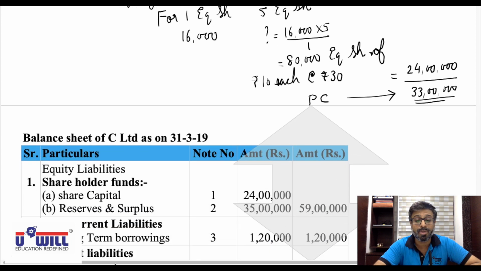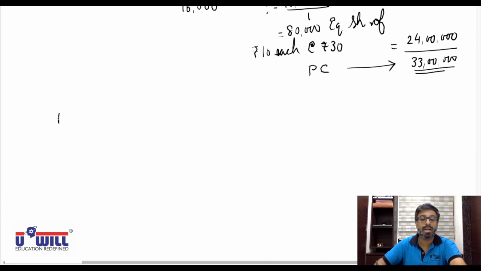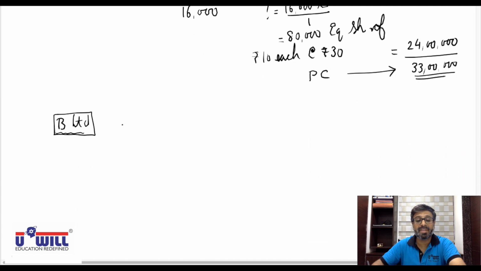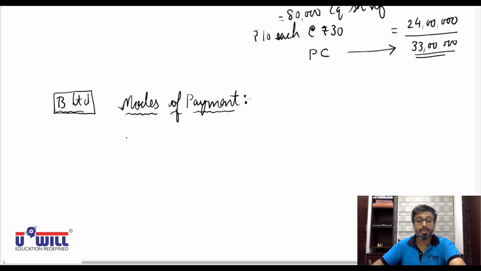Pause the video, rewind it, understand for A Limited again, and then in the same way all of you work out for B Limited on your own. Try it on your own, okay? So first, again, the two modes of payment are preference shares and equity shares. First mode of payment, preference shares.